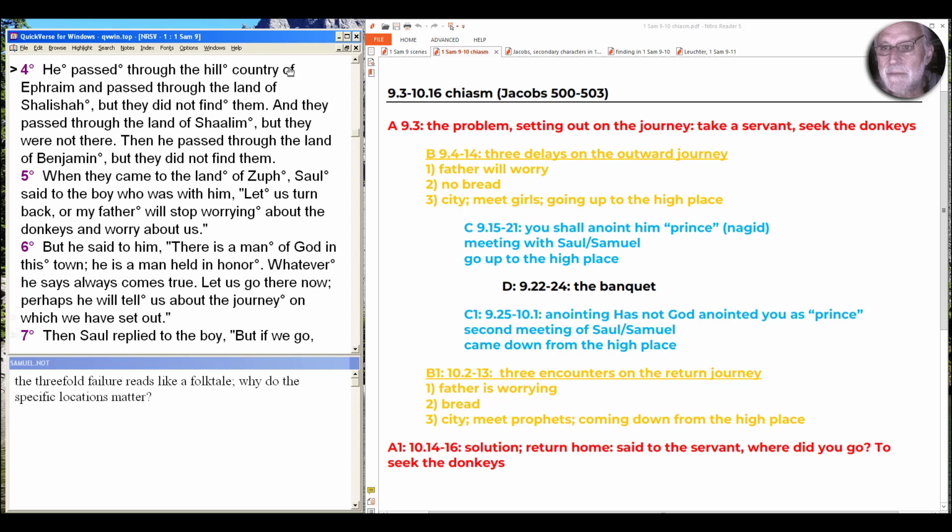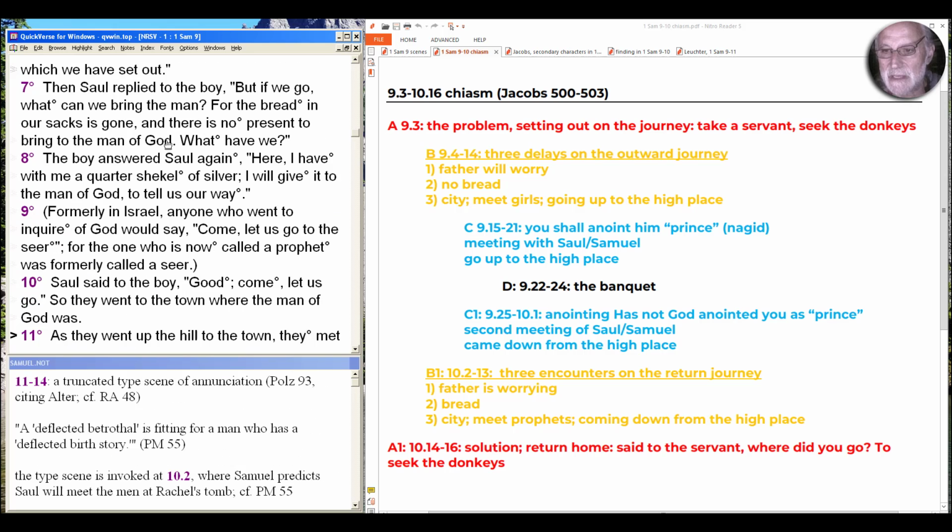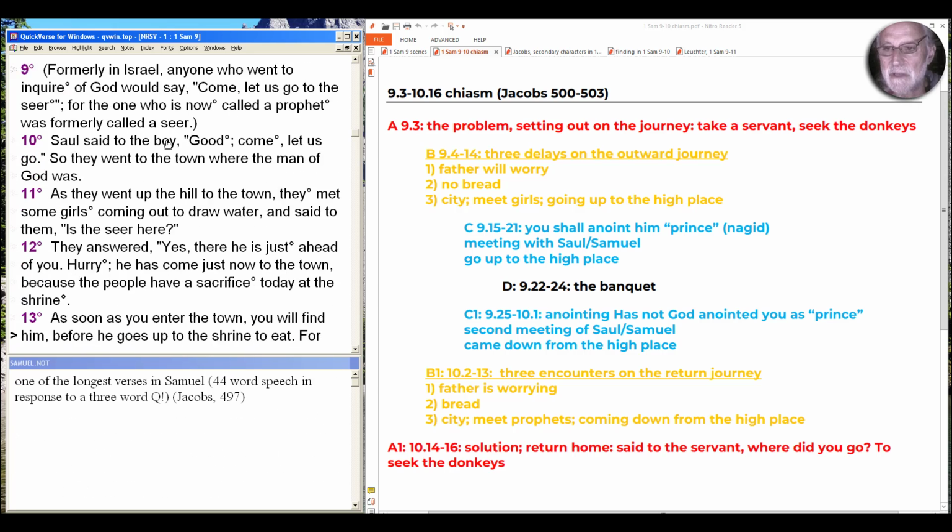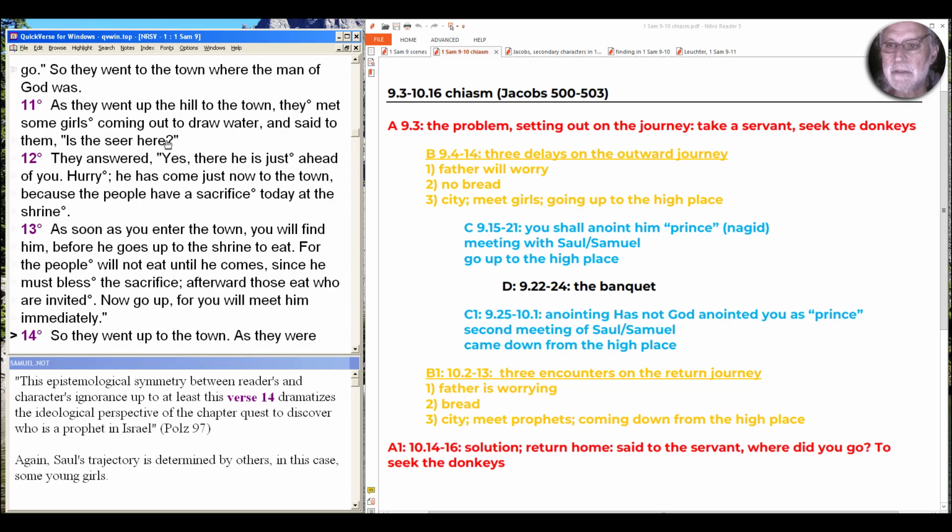So let's go back up here to where they started. Noted here, he, referring to Saul, passed through the hill country, but they did not find him. And they passed through the land of Shalim, but they were not there. Then he passed through the land of Benjamin, but they did not find him. So it was a question simply of Saul or of the two of them together. And that'll be one of the questions that we'll also look at: how important is this servant boy? So now it's back to they.